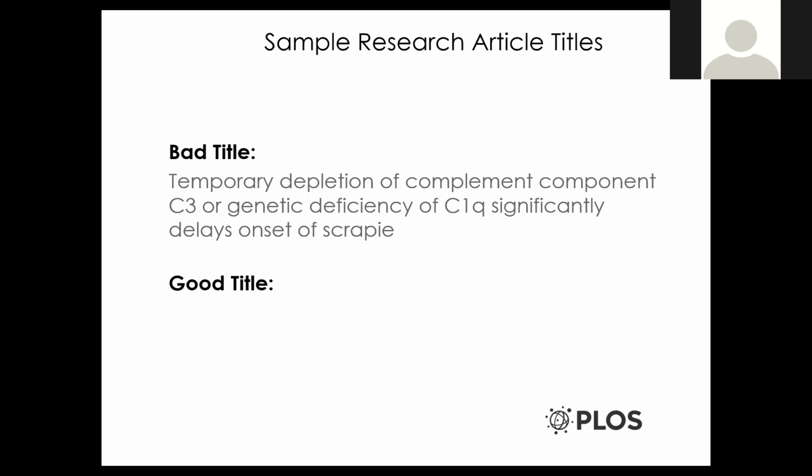So why is this title bad? There's too much methodological detail. It obscures the take-home message. So the good title that describes this research would be Complement Facilitates Early Prion Pathogenesis. The take-home message is really, really clear. It's simple. You don't have to think about what the research is about. You know immediately what's going on.